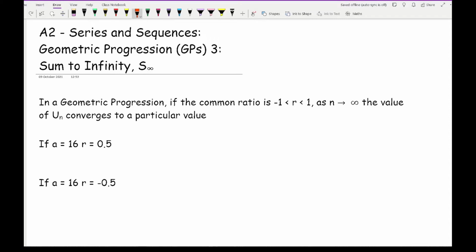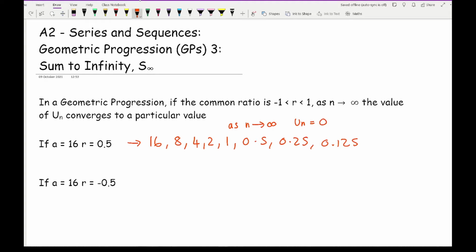So for example, if we take the geometric series where a is 16 and r equals 0.5. What we're doing is starting with 16 and multiplying it by a common ratio of 0.5, which is technically halving it, and we end up with 8, then 4, then 2, then 1, then 0.5, then 0.25, then 0.125. So what you could say is that as n gets bigger, as I go further along in the series, un will eventually become 0.